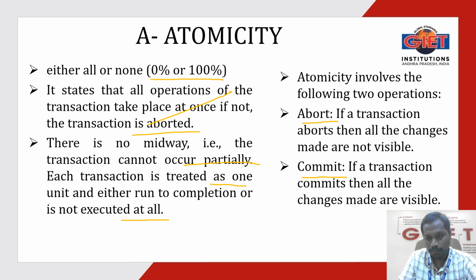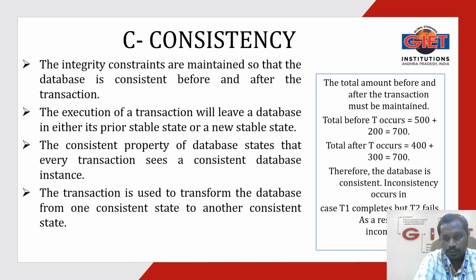We'll go to the consistency property later. So here, coming to the second property, that is consistency. Here we generally refer to integrity constraints. These are the constraints that are applied on the data to make it valid or complete data. So the database is consistent before and after the transaction. The consistency holds good only if the data before the transaction and after the transaction is the same.